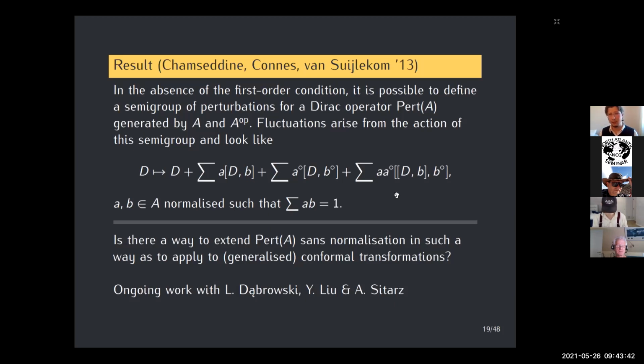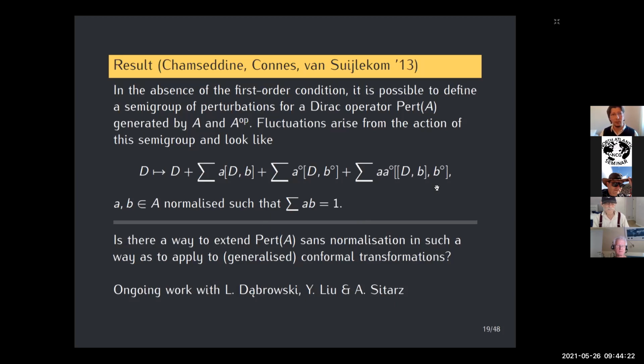But key to this is that your A and B, your algebra elements, basically have to be normalized, which is no good if you want to talk about conformal transformations, because how are you going to rescale the Dirac operator if everything is normalized? So one question is: is there a way to extend this kind of idea without the normalization condition in such a way that captures these conformal transformations? If not in the spectral triple framework, then maybe in the twisted spectral triple framework.